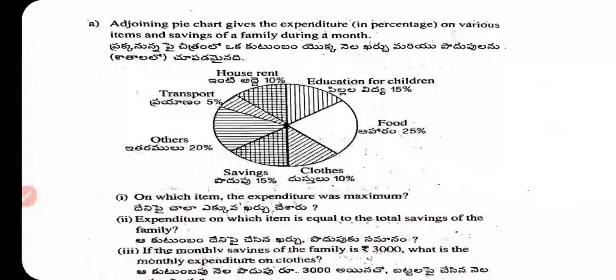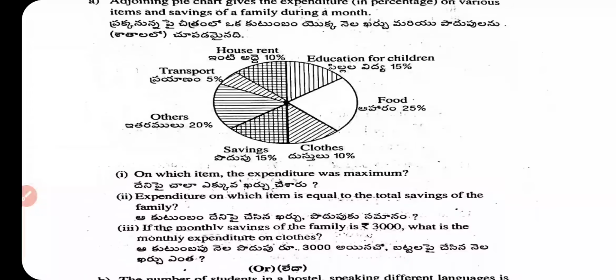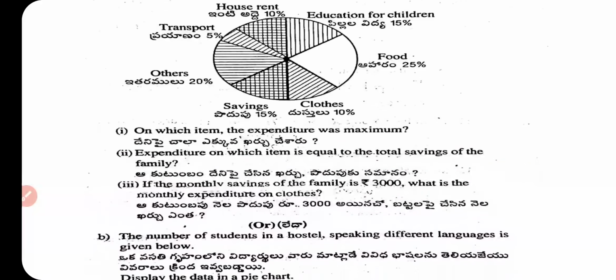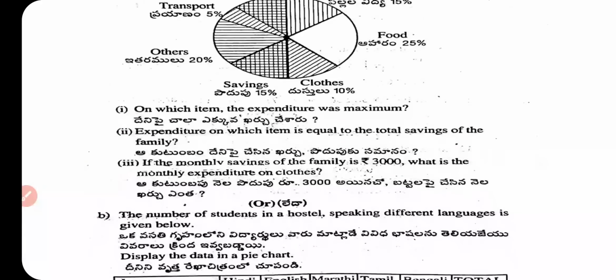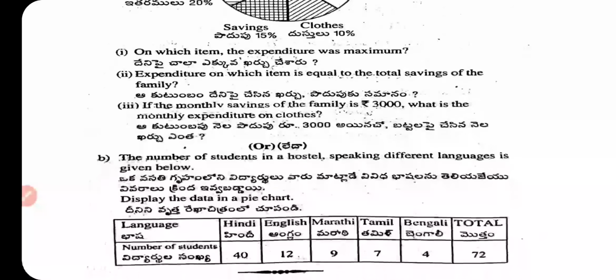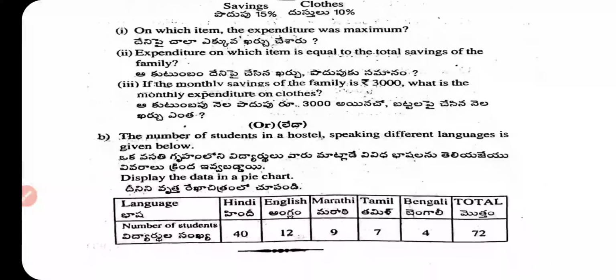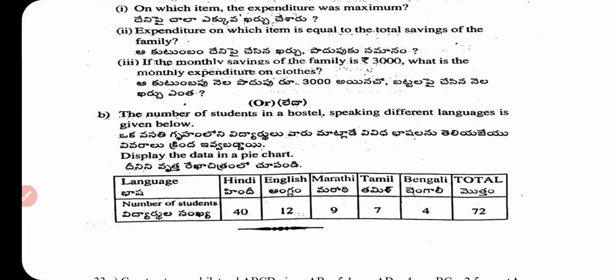Question number 32. The adjoining pie chart gives the expenditure in percentage on various items and the saving of a family during a month. On which item was the expenditure maximum? Expenditure on which item is equal to the total saving of the family? If the monthly saving of the family is 3000, what is the monthly expenditure on clothes? Answer is extracted from the pie chart.